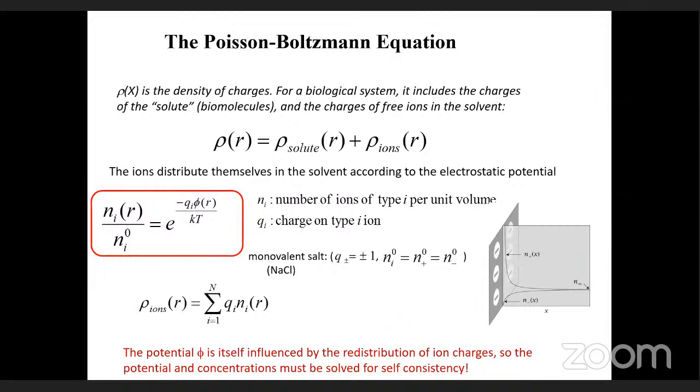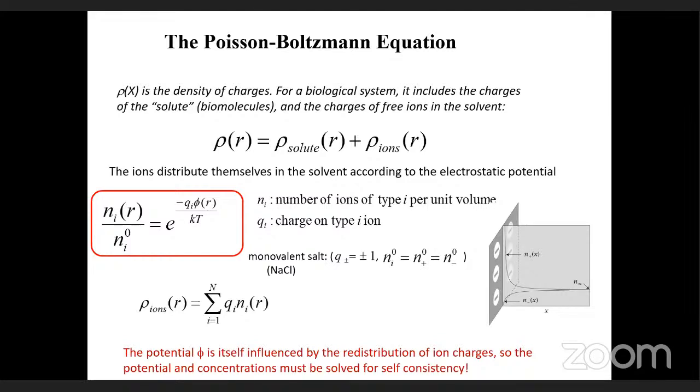The second equation, the Boltzmann equation, can be derived as follows. In a system, for example, like water, which interests biologists, the charge density is the sum of the density of the solute, the fixed charged particles like proteins, and the density of free ions like salt ions. The ion distribution in the solvent according to electrostatic potential can be given in equilibrium state by a relation, which is the Boltzmann equation.